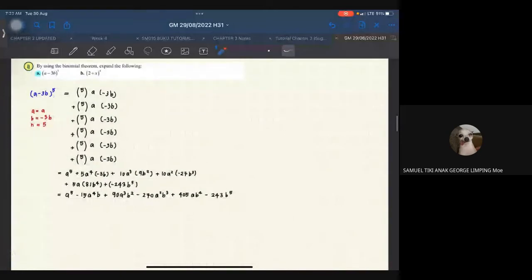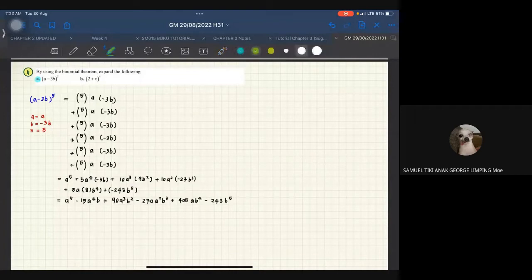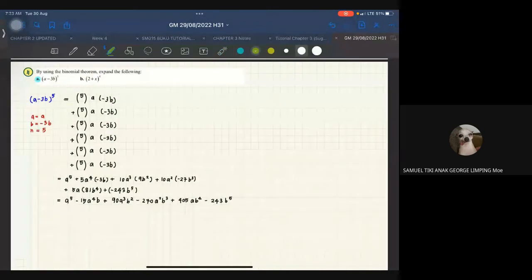So for 11A, dia cakap dekat situ, by using the binomial theorem and the following. So dia dah specifically mention the method that you need to use to expand the expression. Okay, so awak tak boleh guna cara lain lah. So cara lain maksudnya tak boleh guna expand biasa, darabkan dengan diri sendiri, ataupun awak tak boleh guna Pascal's triangle. Mesti terus guna binomial theorem. Sebab dia dah mention kat sini. Okay, so dia suruh kita expand.